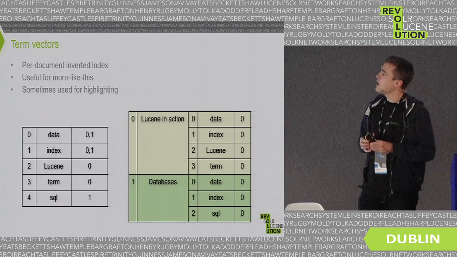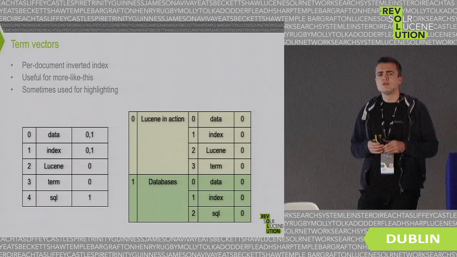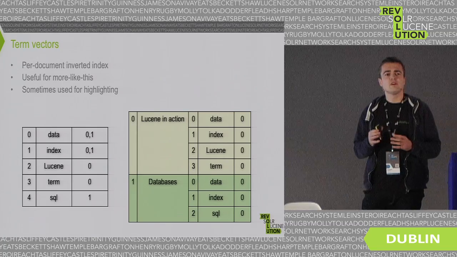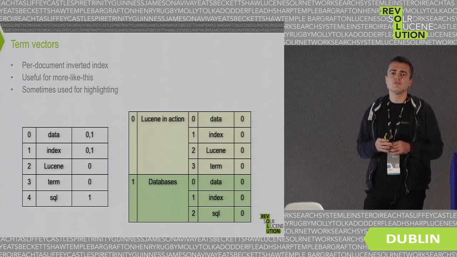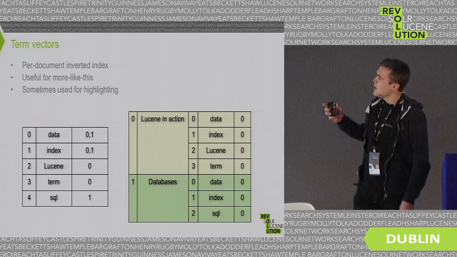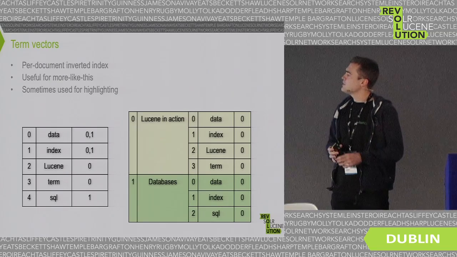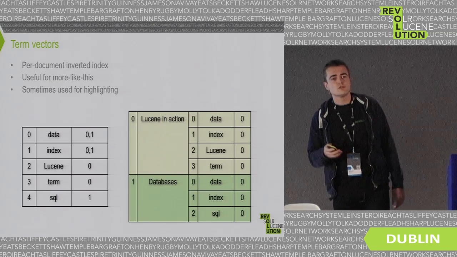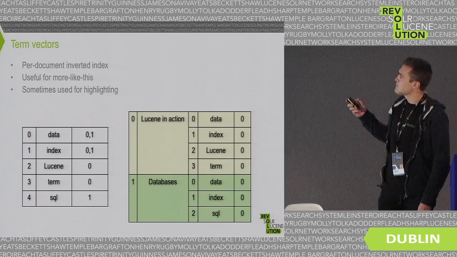Another use case for term vectors is highlighting. As you may know, in Lucene there is a fast vector highlighter. You may know it as well if you are using Solr or Elasticsearch. And this fast vector highlighter actually uses term vectors in order to do the highlighting.